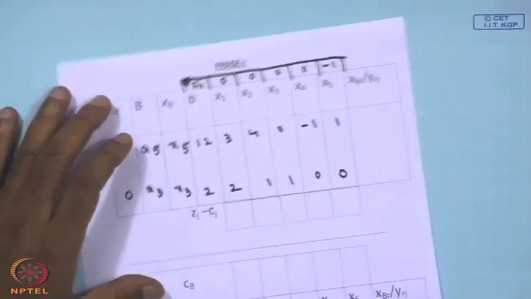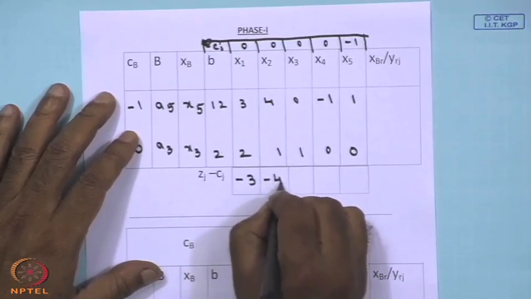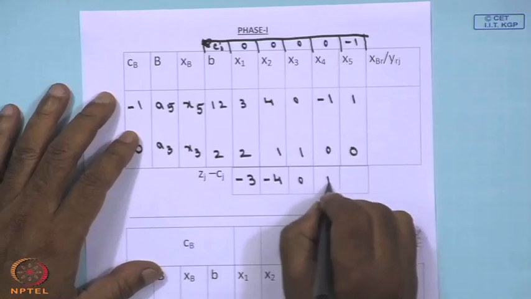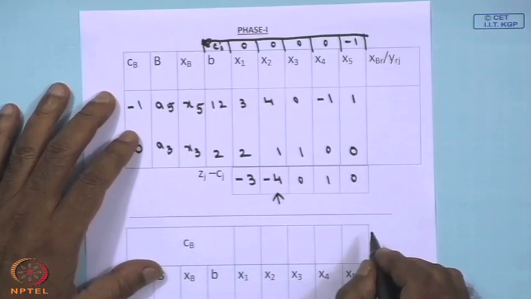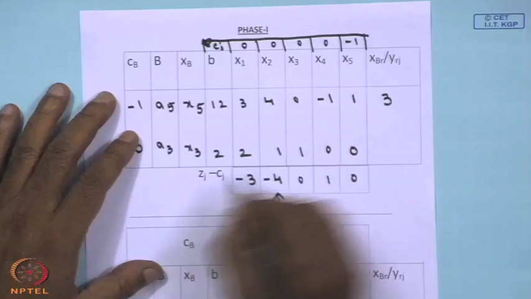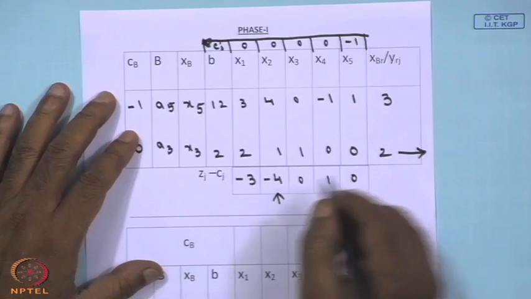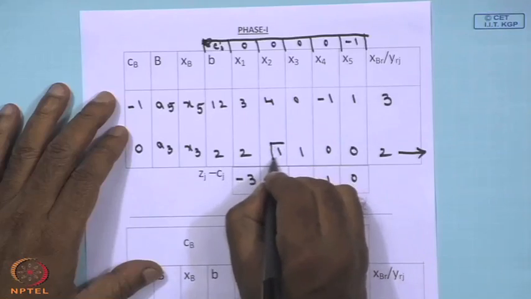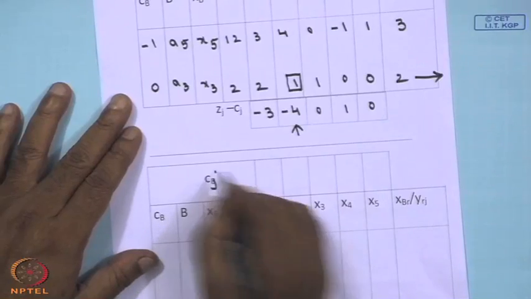Once you have done it, now calculate the z j minus c j. So, it is minus 3, minus 4, 0, 1, 0. So, most negative is this one, that is x 2 will be the entering vector. So, calculate the ratio: 12 by 4 it is 3, 2 by 1 it is 2, minimum is this. So, outgoing vector will be the x 3, right. So, now let's proceed to the next one.